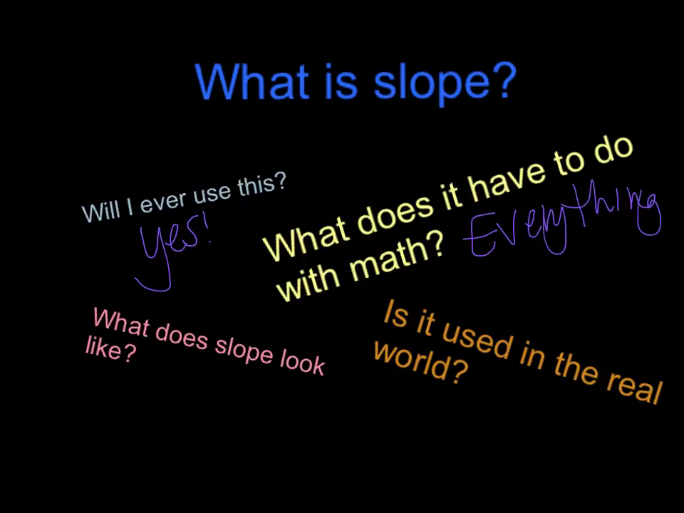Everything. There's all kinds of algebraic equations in it. You'll be adding and subtracting. You'll be graphing. Everything to do with math. Okay? Is it used in the real world? Yes, it is. When you're walking up the steps, there's a slope. When you're walking down the stairs, there's a slope. When you're standing on level ground, you have zero slope. It's everywhere. What does slope look like? Well, we'll look at it right now.